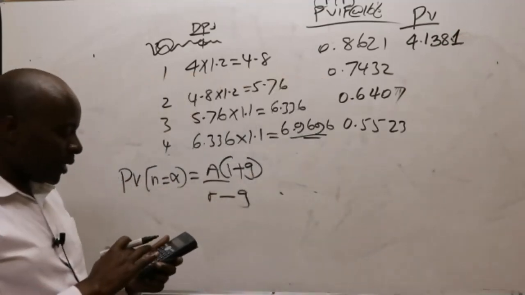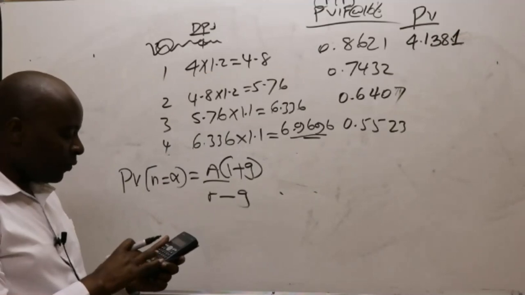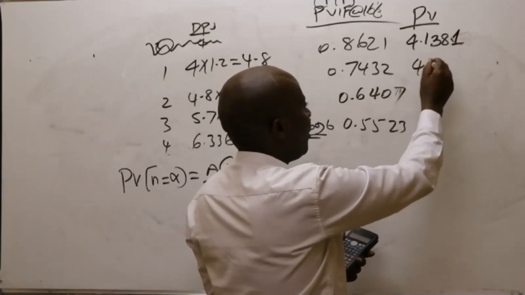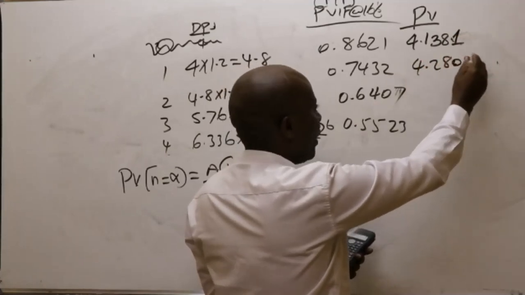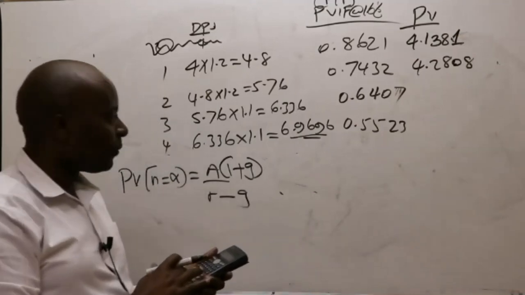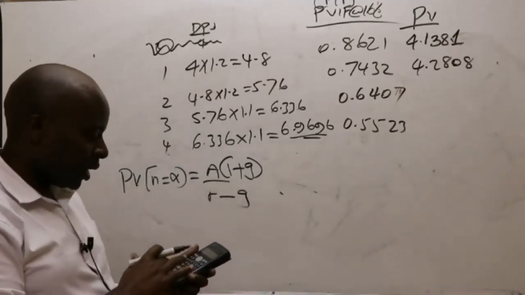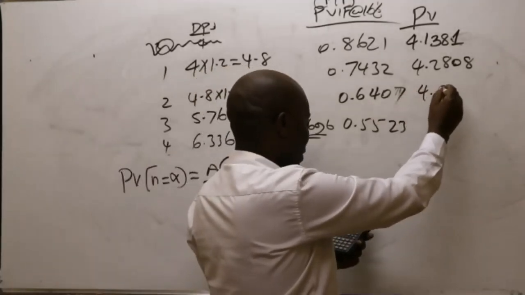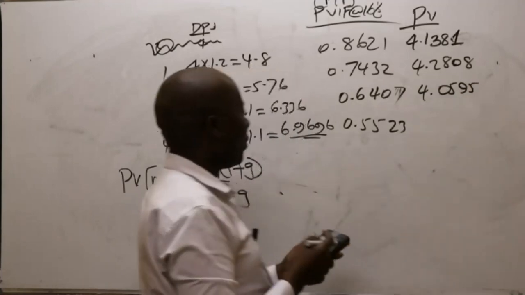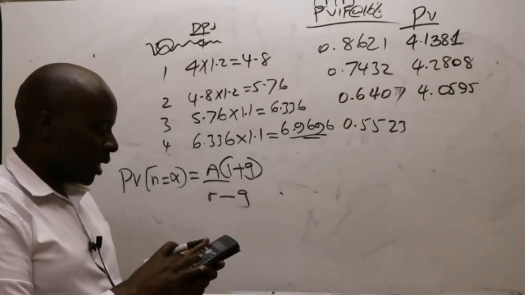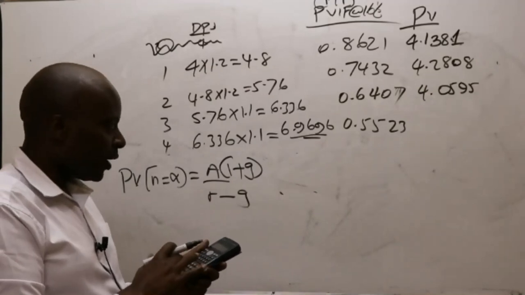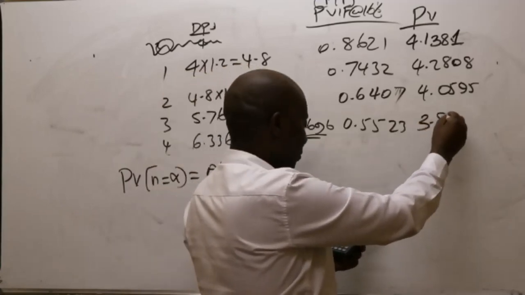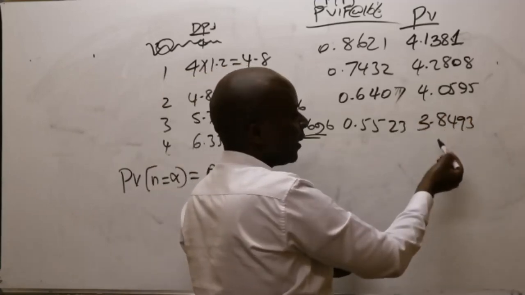So we have 5.76 times 0.7432, which will give us 4.2808. Then we have 6.336 times 0.6407, which gives us 4.0595. Then we have 6.9696 times 0.5523, which gives us 3.8493, like that.